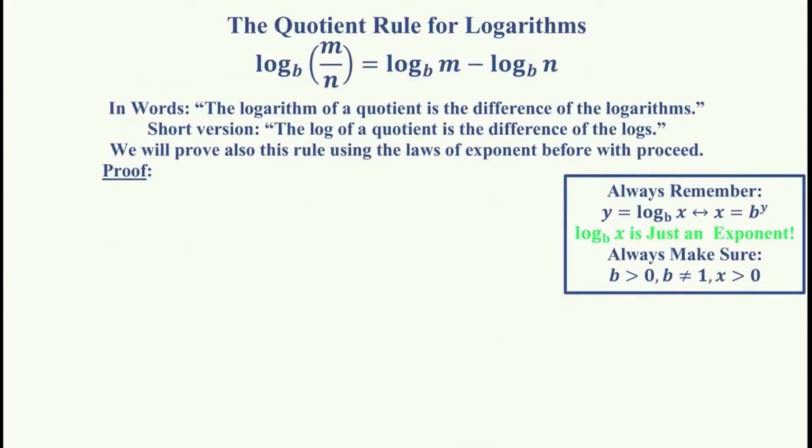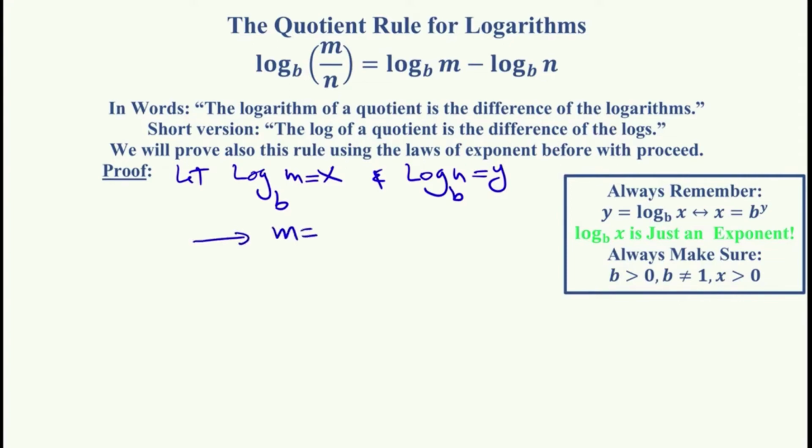All right, so we'll use the same game plan. We'll go ahead and give these two items on the right a name. So let's let log base b of m be x again, and log base b of n be y. So we'll put both of those in exponential form. So we get, this implies m equals b to the x and n equals b to the y.